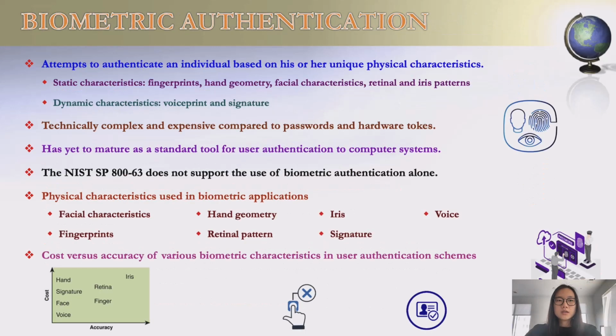The last authentication factor we're going to introduce here is biometric authentication. A biometric authentication attempts to authenticate an individual based on physical characteristics, including static characteristics such as fingerprints or facial characteristics, or dynamic characteristics such as voice or handwriting. The list here on this slide shows the common physical characteristics used in biometric applications, and the graph provided here is a rough indication of the relative cost and accuracy of these biometric measures.